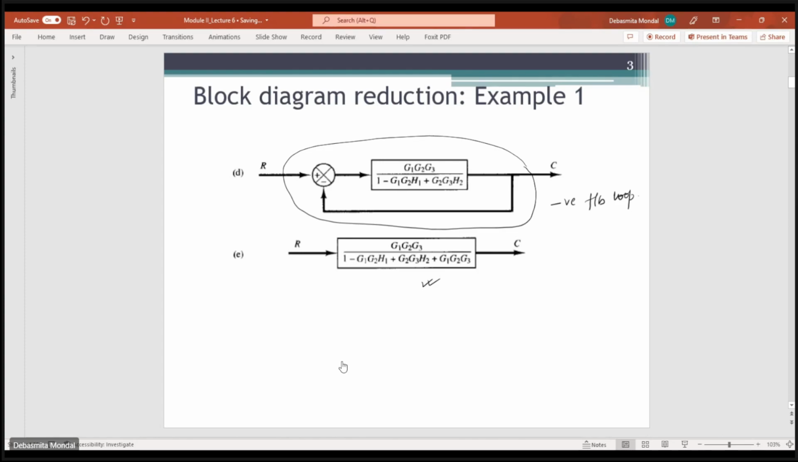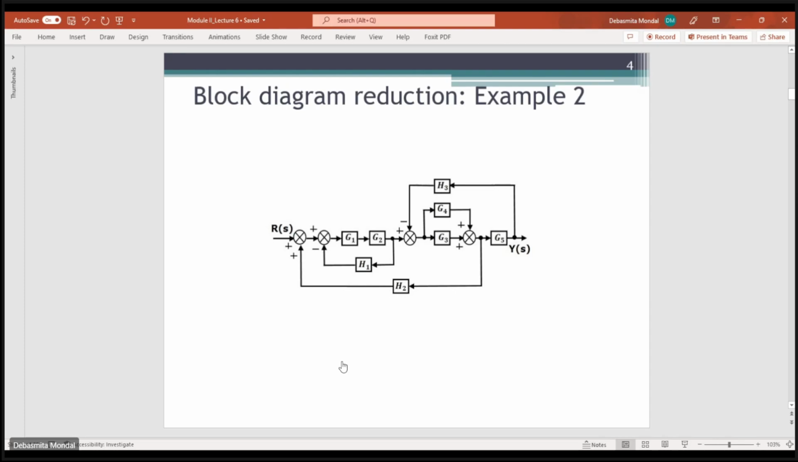Did you go through it, or did you find any difficulty in understanding those? No, ma'am, no difficulty. Okay. So let's try solving this block diagram. Can you tell me the steps which you might want to follow in order to do the reduction of this block diagram?